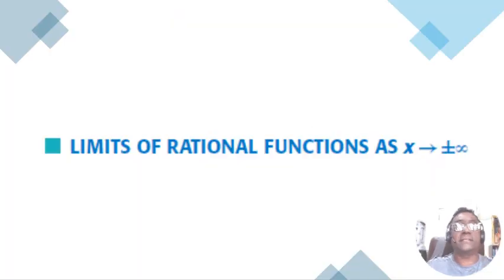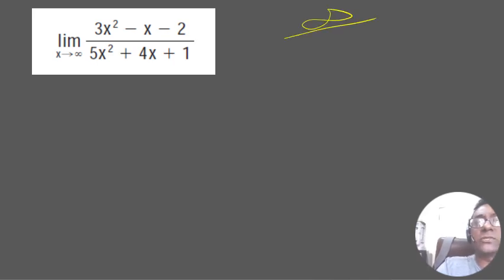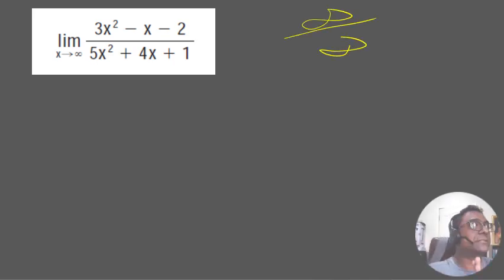Okay, so now let's look at limits of rational functions, where x tends to plus or minus infinity, and we're looking at functions of the form p of x over q of x. Let's take a quick look at that. These are interesting even with regards to exams. Here we have the function 3x squared minus x minus 2 all over 5x squared plus 4x plus 1. Direct substitution leads to infinity over infinity. So we have to look at something slightly different.